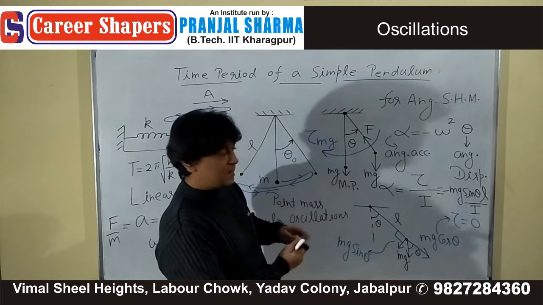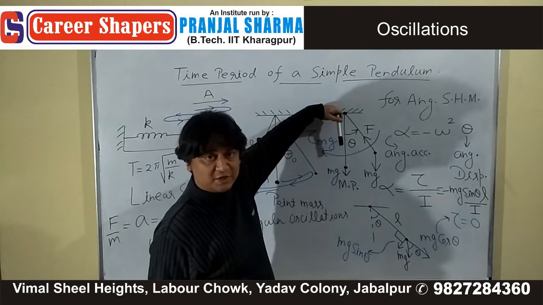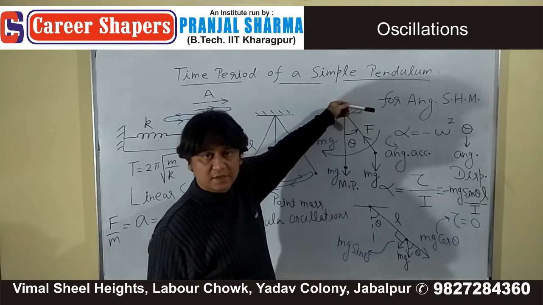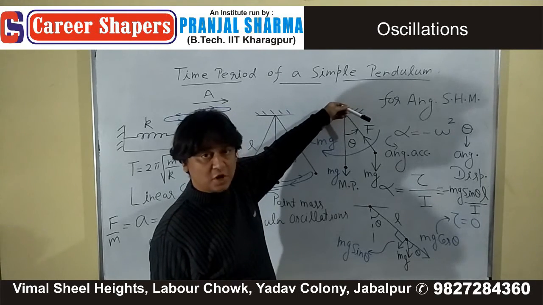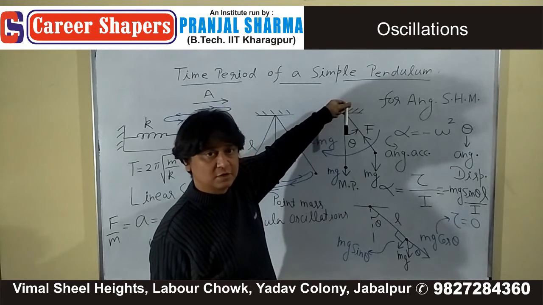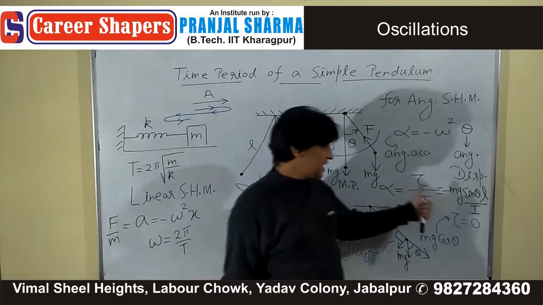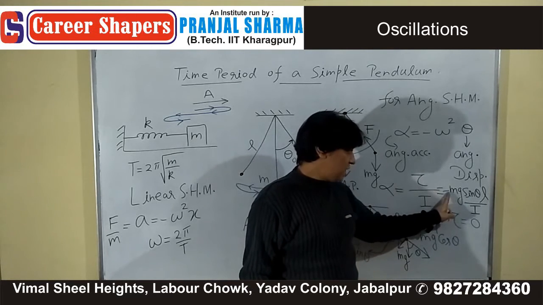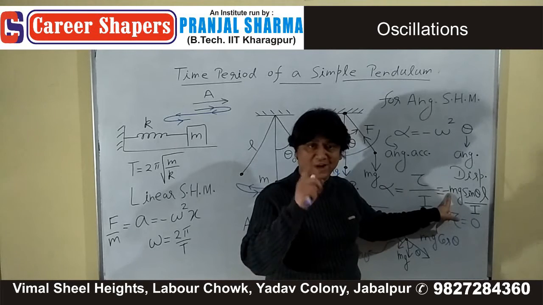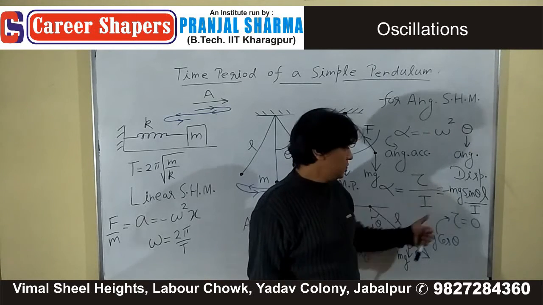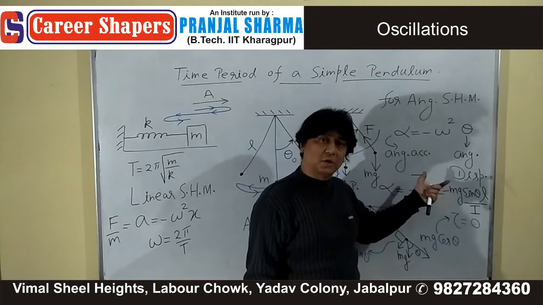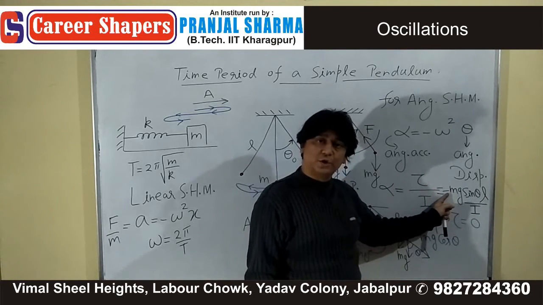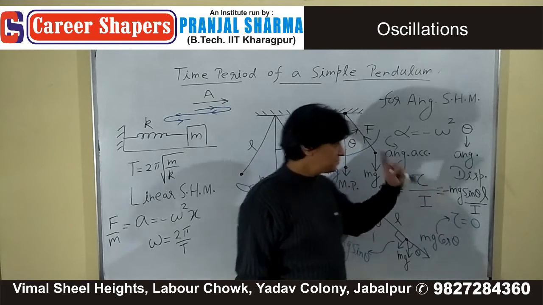So you can see that when you displace your pendulum anti-clockwise, the torque of mg is clockwise. So we are saying that angular acceleration is trying to restore. Negative sign means restore. Your torque or angular acceleration is trying to restore the system, and therefore we are using the negative sign.